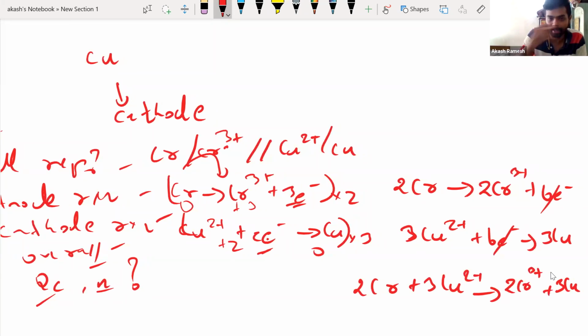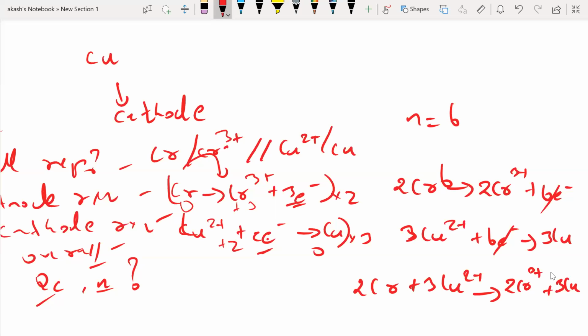Okay, fine. Now first tell me what is the n value? 6. I told you, whatever electrons you cancel, that will be the n value. You cancel 6 and 6, so the n value is 6.